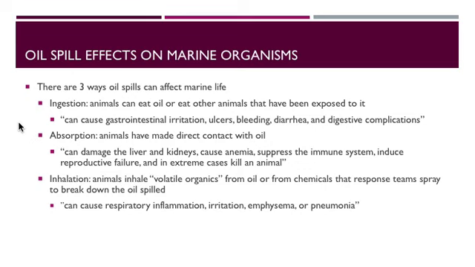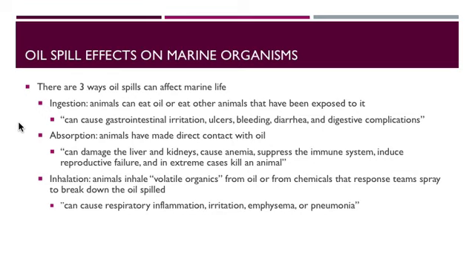So what are the oil spill effects on marine organisms? According to the University of Florida, there are 3 ways oil spills can affect marine life. One of them is ingestion. Animals can eat oil or eat other animals that have been exposed to it. Ingestion can cause gastrointestinal irritation, ulcers, bleeding, diarrhea, and digestive complications. An example of this could be a sea turtle eating contaminated vegetation.